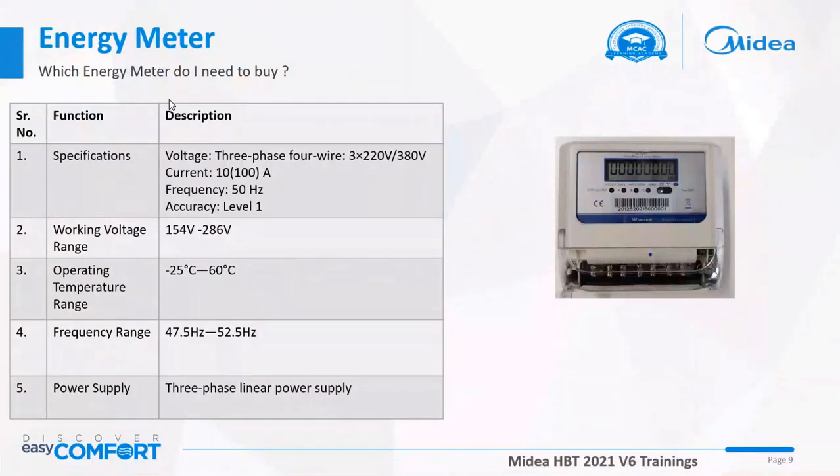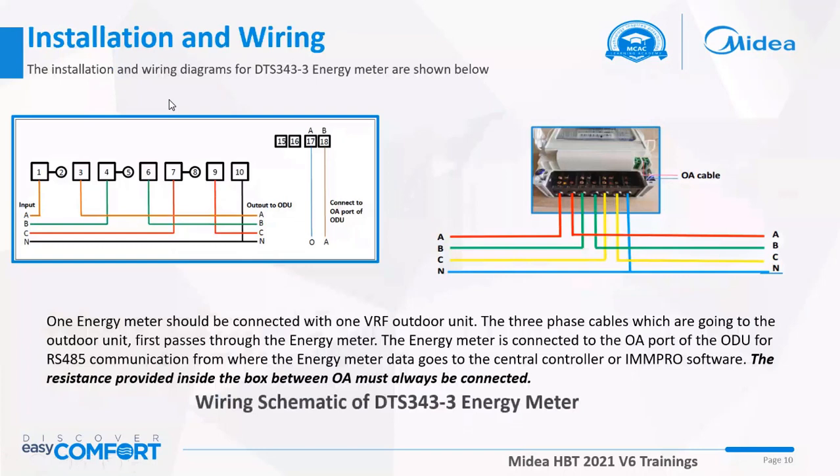The energy meter, the function I already explained. Another thing to emphasize here is that maybe some people will be confused: in one system you can connect 3 outdoor units, so do I need 3 energy meters or 1 energy meter for one system? You need 3 energy meters for 3 outdoor units, 1 energy meter per outdoor unit.